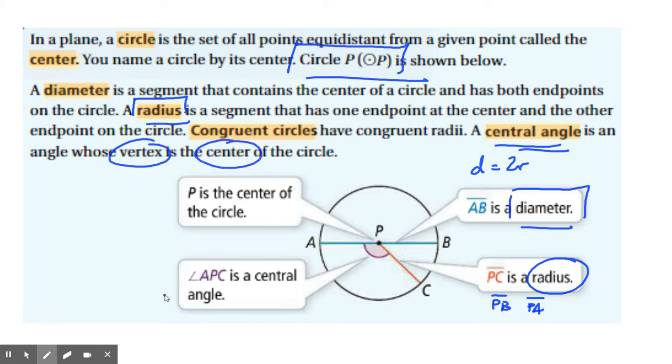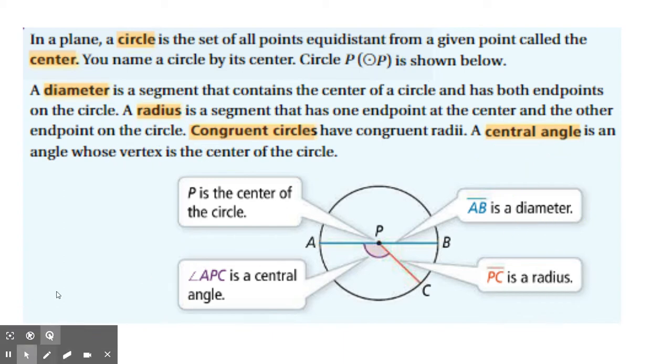So angle APC is a central angle. So is angle BPC. This is another central angle. All right, so parts of a circle. Do not ever forget what the radius and the diameter are. Don't ever do that again in your life.